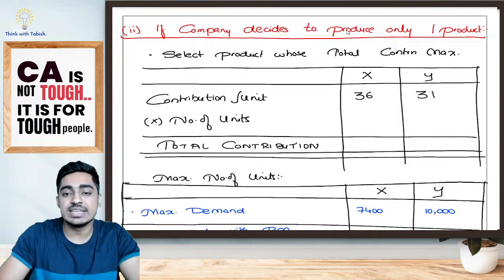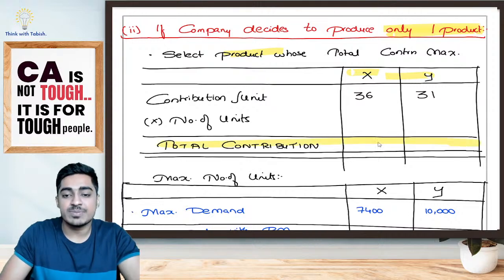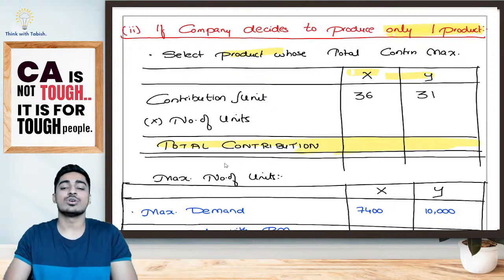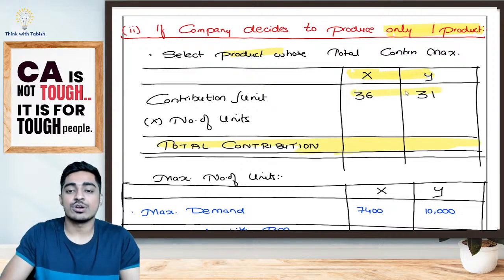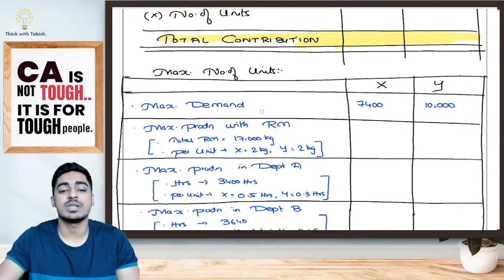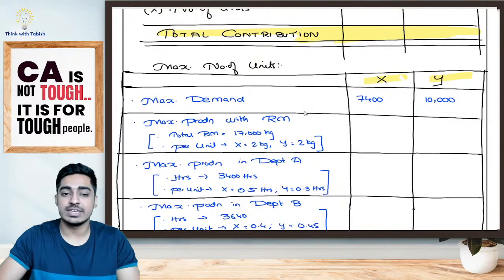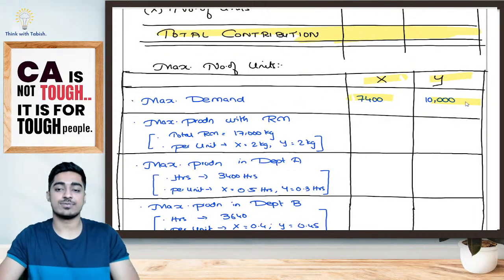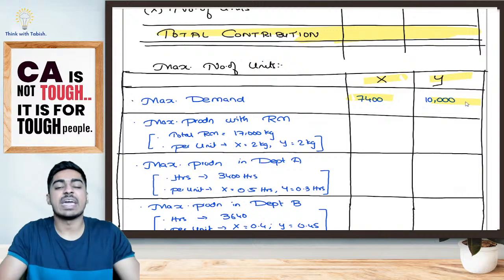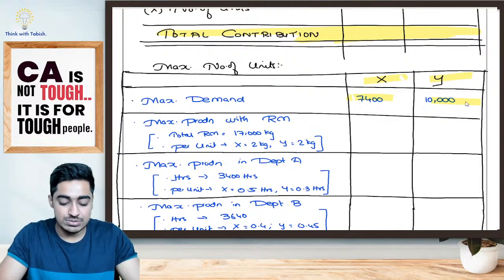So if the company decides to produce only one product, either X or Y, wherever the total contribution is maximum, that will be produced. How do we get the total contribution? It is contribution per unit into number of units. So what we have to calculate is the maximum number of units. Now look at this maximum number of units. We have X and Y. The maximum demand is 7,400 and 10,000. Maximum production with raw material: total raw material is 17,000 kg.